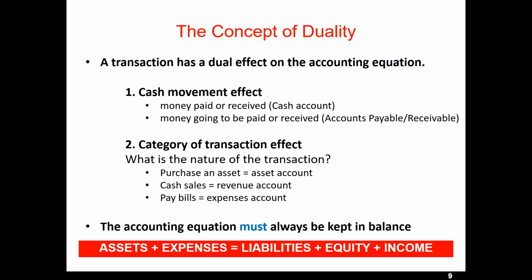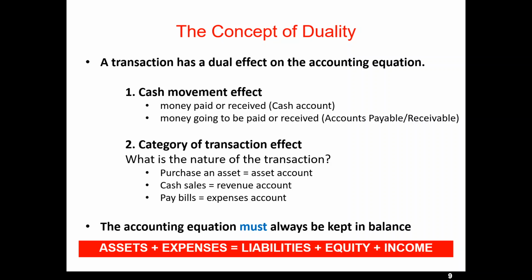There is one more concept we need to understand before moving to the recording of transactions. That is the duality concept. Every transaction has a dual effect on the accounting equation. By saying so, every transaction must be recorded in at least two accounts, two places in the accounting equation. However, there are possible scenarios where you will need to record in three places. We will get to that when we are doing examples. This dual effect involves the cash movement effect and the category of transaction effect.